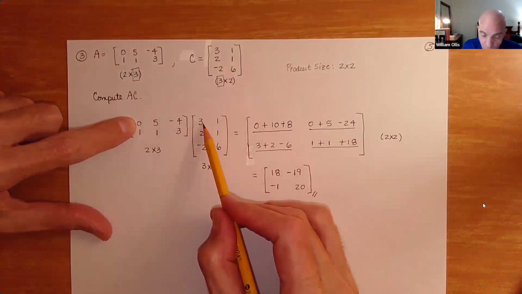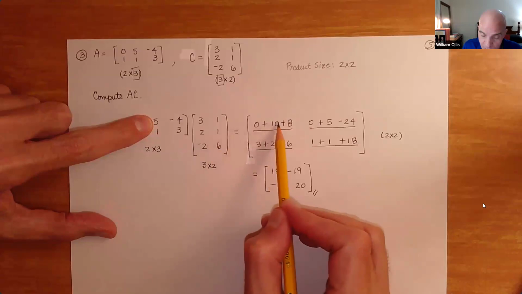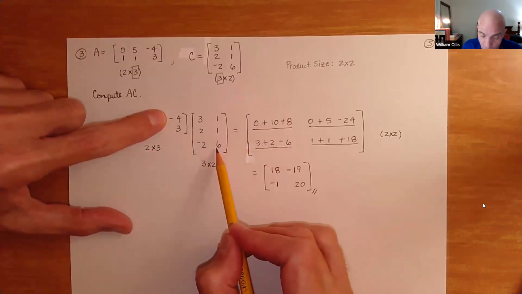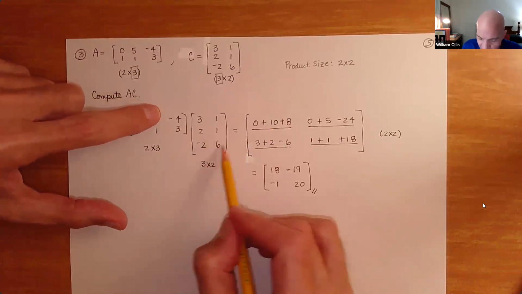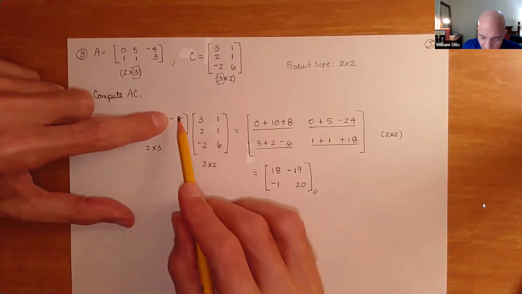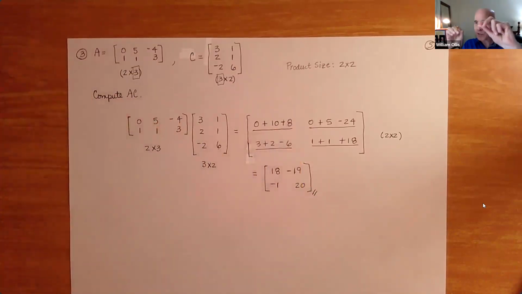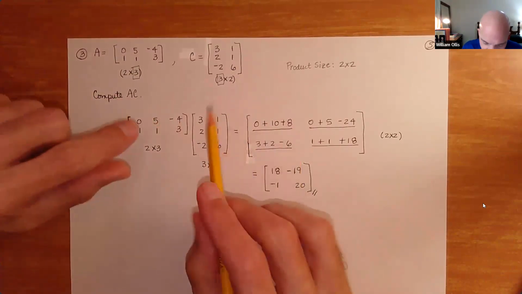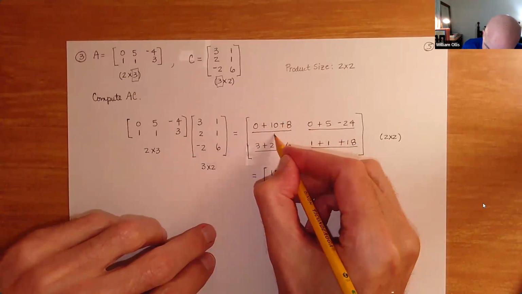So we're on row 1 here, column 1 here. So 0 times 3 is 0. 5 times 2 is 10. Negative 4 times negative 2, 8. When you do the finger exercise, make sure you don't wade over into the second column. That could be pretty catastrophic. So now we can see this is the 1, 1 entry.